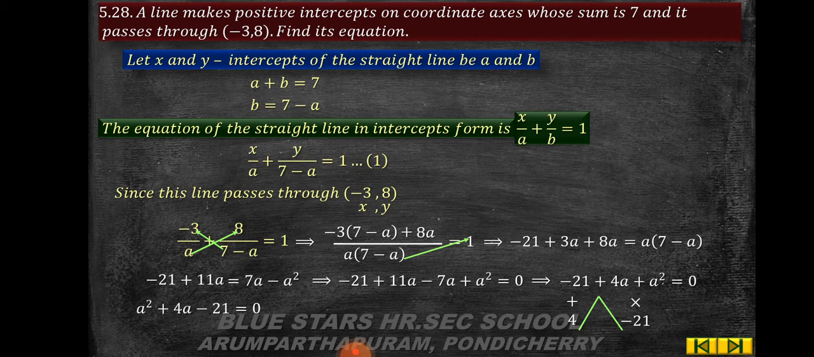Now you are going to find the roots of the quadratic equation. Here the product of roots is minus 21 and the sum of roots is 4. You have to find the value of a. So 7 into minus 3, the product is minus 21. If you sum 7 minus 3, you get 4. So the factors are (a plus 7) into (a minus 3) is equal to 0. Therefore, a plus 7 is equal to 0, a minus 3 is equal to 0, which implies the value of a is equal to minus 7 and a is equal to 3.